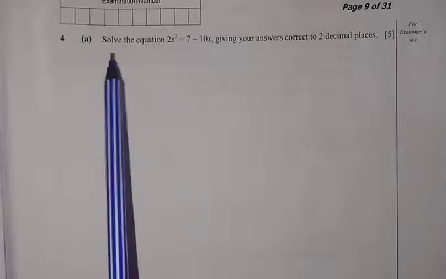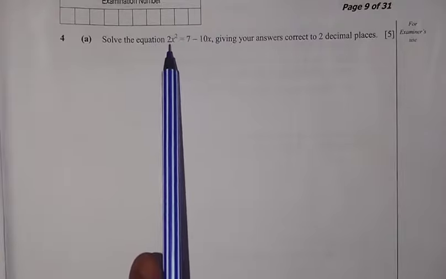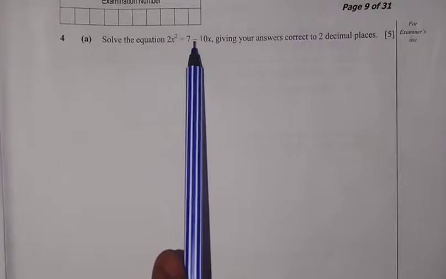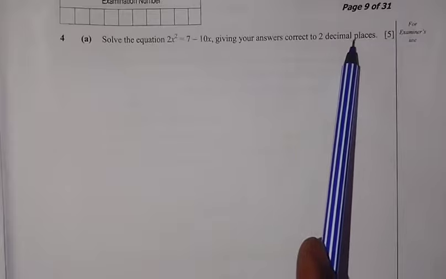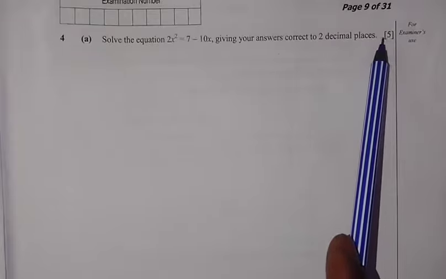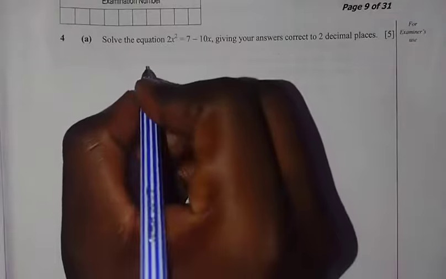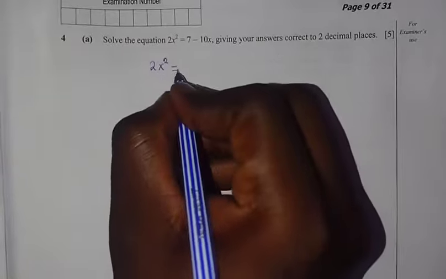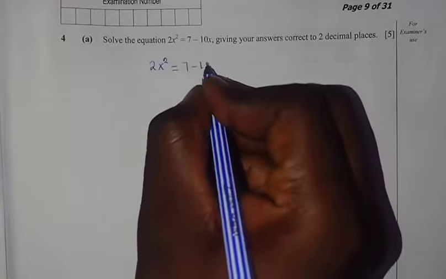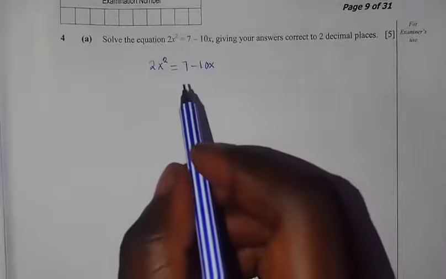Okay, so the question reads, question 4a, solve the equation 2x squared is equal to 7 minus 10x, giving your answers correct to 2 decimal places. So this question was carrying 5 marks. So first thing, we are going to write our question, which is 2x squared is equal to 7 minus 10x.